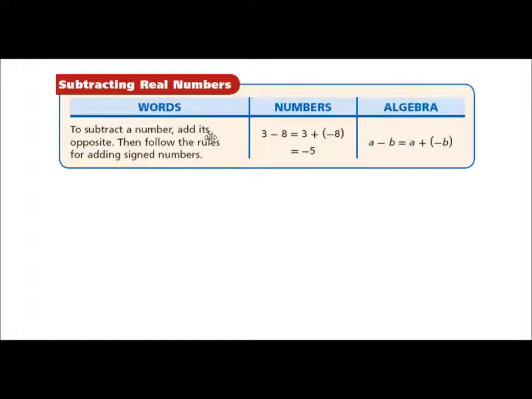To subtract a number, add its opposite, then follow the rules for adding signed numbers. We have already seen this. 3 minus 8. 8 has the opposite sign, which is 3 plus -8. So what we need to do is subtract the absolute values and use the sign of the bigger number. So we will write 8 minus 3 is 5. The bigger number has a minus sign, so we'll put minus here. So the rule is a minus b is equal to a plus -b. Plus minus is always minus, minus minus is always plus. These two things we have to remember.